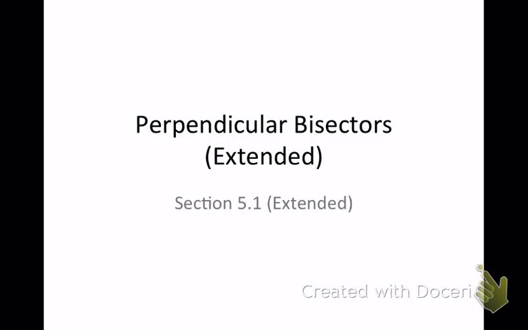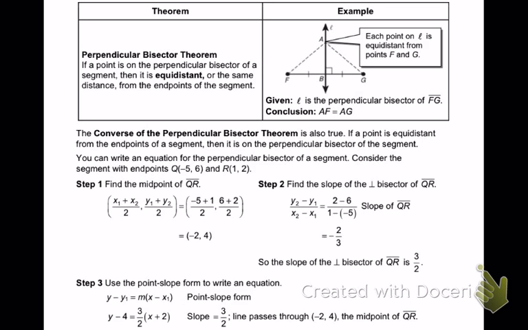Today we're going to talk about the second half of 5.1. We call it 5.1 extended or 5.1.2. But perpendicular bisectors. Now again, a perpendicular bisector is if I were to take a line and draw a perpendicular line through it where the two lines now are congruent, that is a perpendicular bisector. Okay.